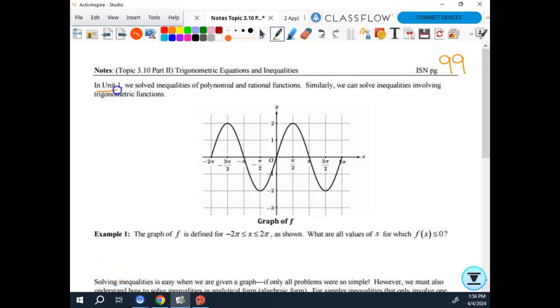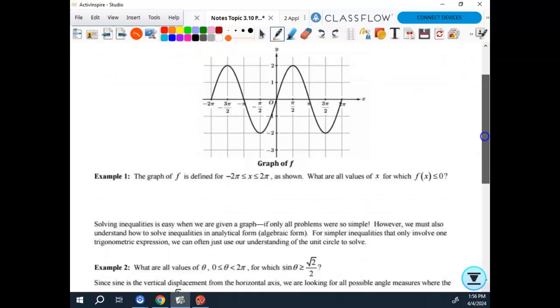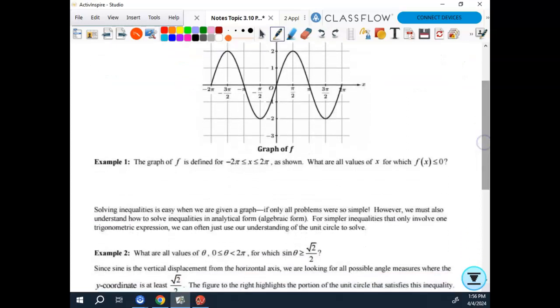So in Unit 1, we solved inequalities of polynomial and rational functions with a number line. Remember number line? Is it positive, negative, so forth and so on. So we're also going to do that using trig, sometimes with a number line, sometimes not. And of course, since it's trig, it's all a little bit different. So we're going to start with this graph.